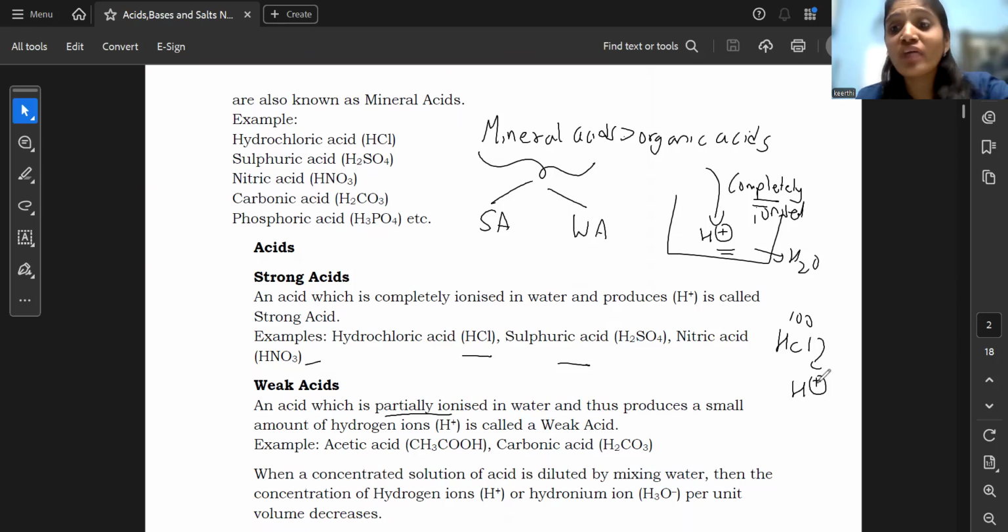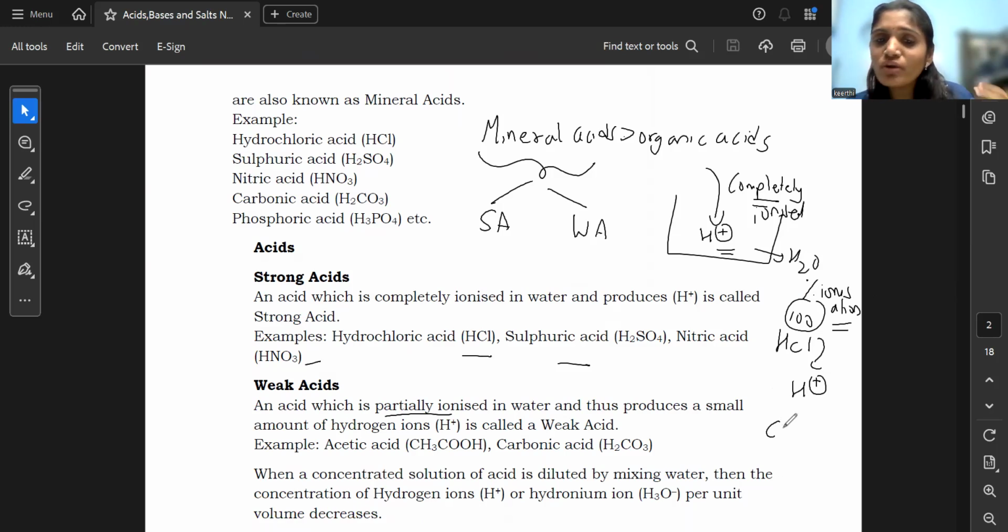If not 100, at least 98 to 99 molecules of HCl will dissociate and give H plus. So can I say here, in case of HCl, the percentage ionization is more, or the degree of dissociation is more. More molecules of HCl are getting dissociated to give H plus ions.